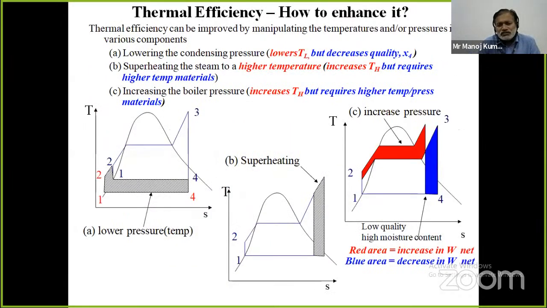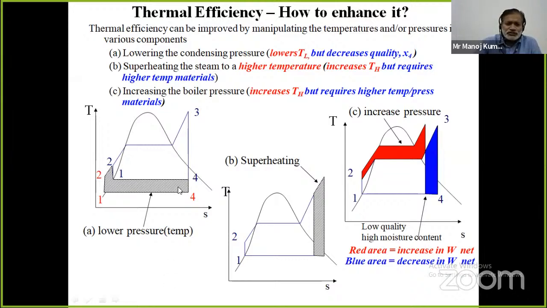So, how can the thermal efficiency be enhanced? We all know that the efficiency of a cycle is 1 minus TL upon TH, where TL is the temperature of heat rejection and TH is the temperature of heat addition. So to increase the efficiency of the cycle, we have to increase TH. TH should be as high as possible and TL should be as low as possible. So, lowering the condenser pressure.